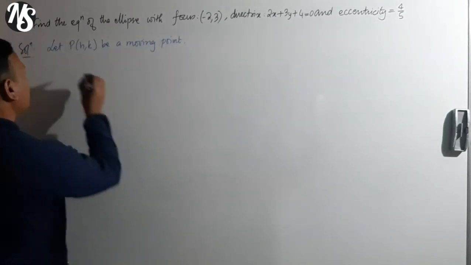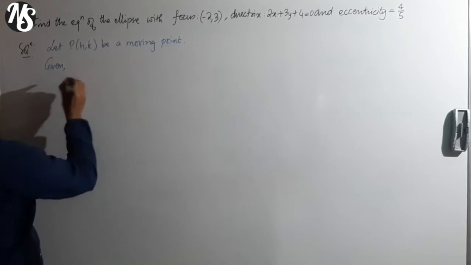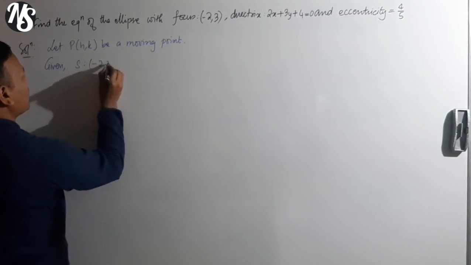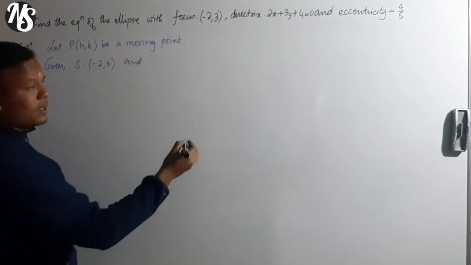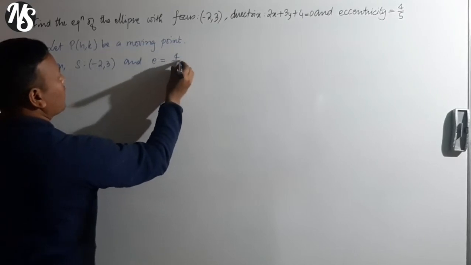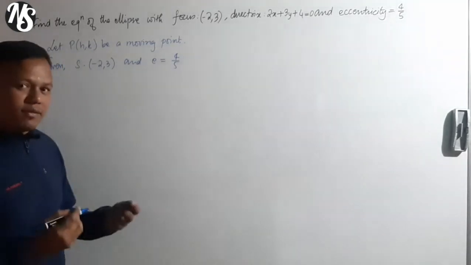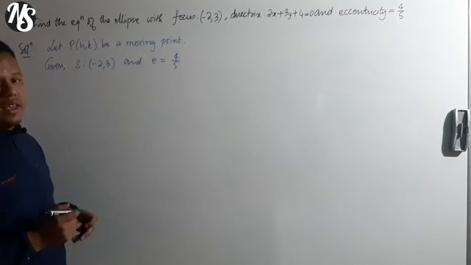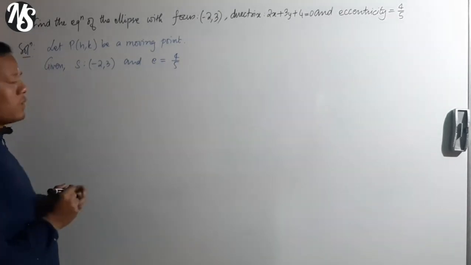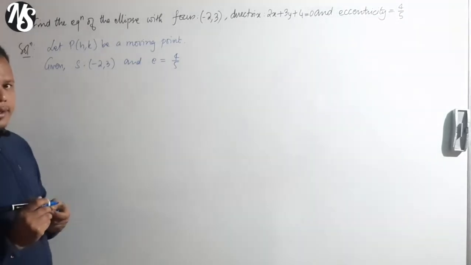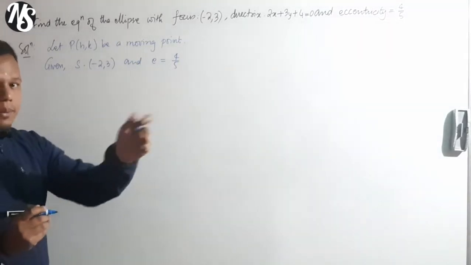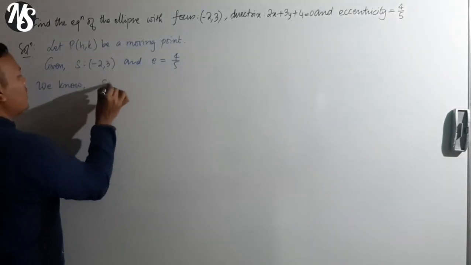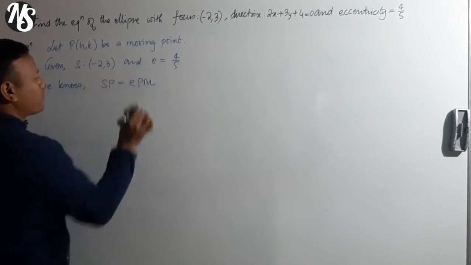Okay, and what is given to us? Given to us is S, the fixed point, which is the focus, (-2, 3), and e is given to be 4/5. As I said, 4/5 is less than 1, and we know that for an ellipse eccentricity has to be less than 1. Now we know that SP by PM is equal to e, so in other words, SP = e·PM, right?